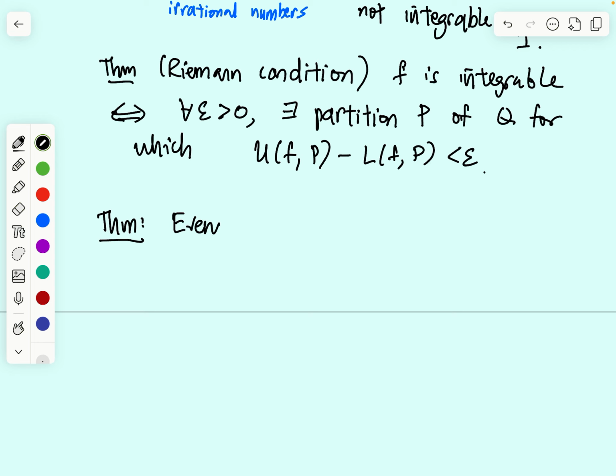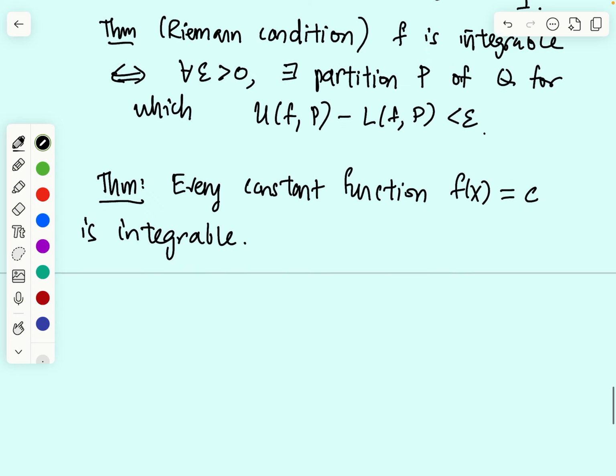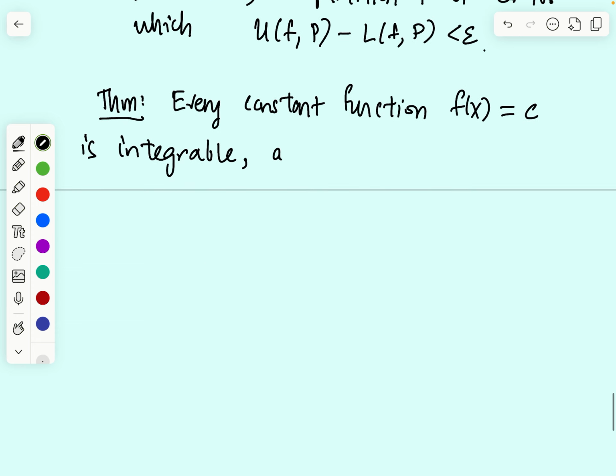That theorem can actually be used to prove the next theorem, which is a fairly simple statement. Every constant function is integrable. Let's say you have the function f of x equals c. This is integrable, and the integral of the function c over Q is just c times the volume of Q, which is what you would expect.